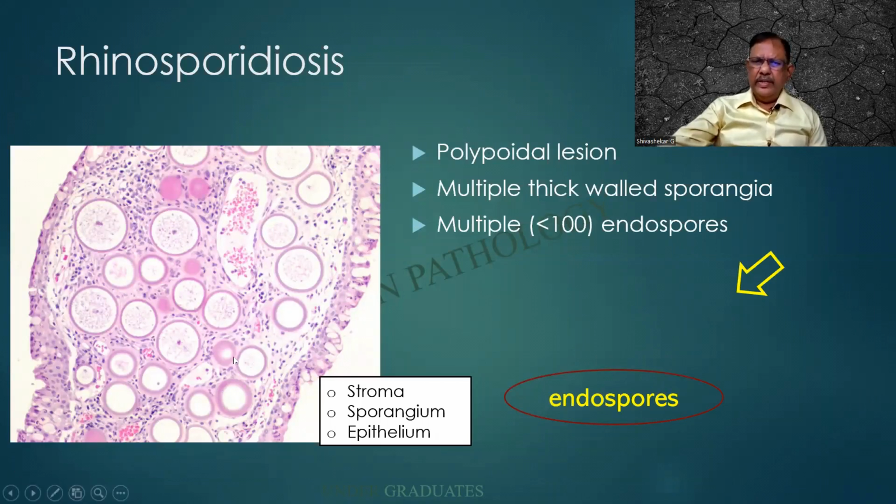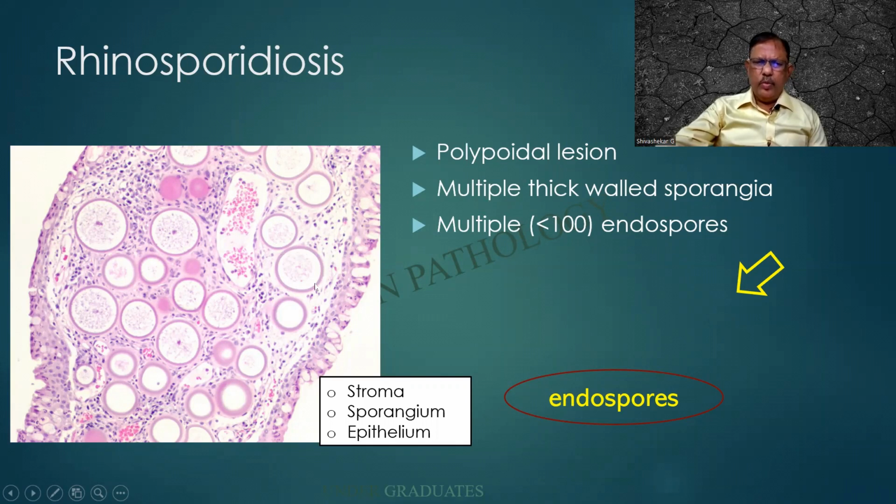This is another lesion. Here again, I am finding an epithelium that is lining, an epithelium. And this is simply projecting into the exterior. So it is a polyp. The surgeon will be removing it and sending it to us. So it is a polypoidal lesion. It can be multiple or it can be solitary. And in this, there are something called as sporangia.